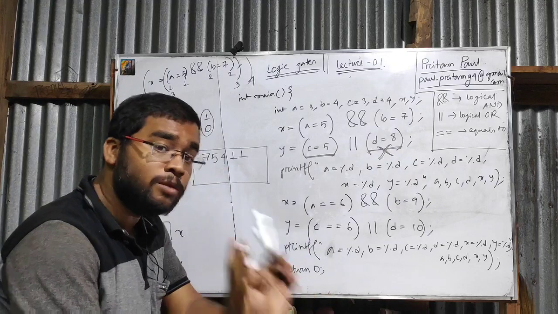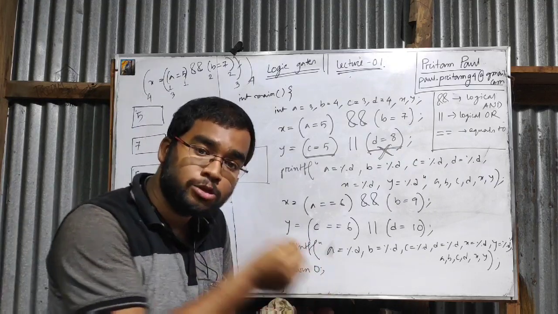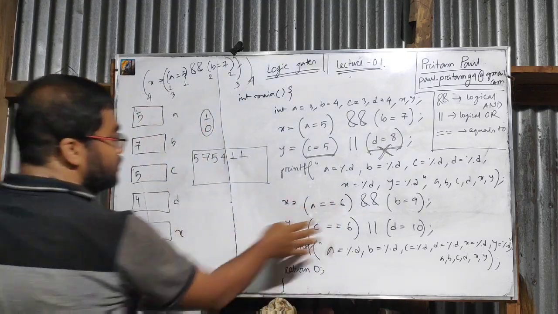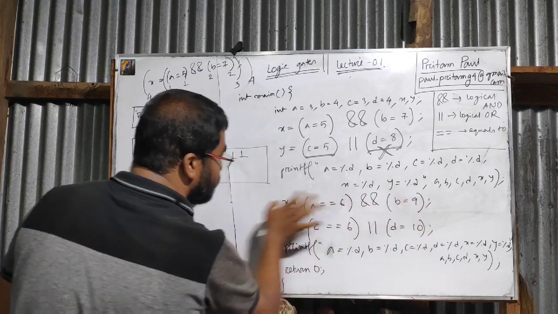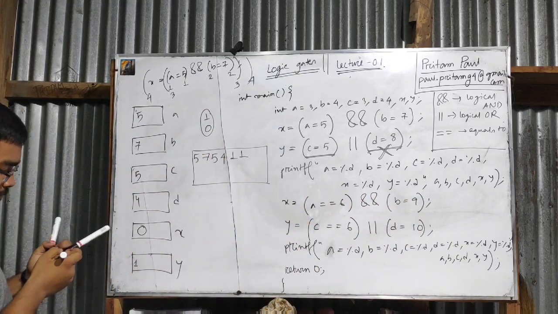Now a equal 6. The value of a won't be changed. We are just checking whether a is equal to 6 or not. Clear? A is not equal to 6. That means this is 0. The whole thing is 0. X is 0. That's why 0.